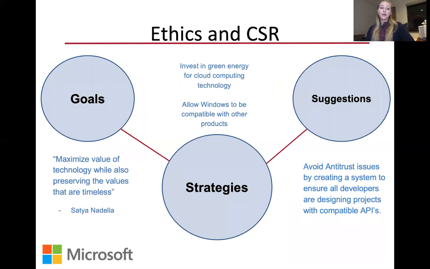And so in 2014, Satya Nadella came out with a goal to maximize the value of technology while also preserving the values that are timeless. So his corporate social responsibility strategy was to invest in green energy for cloud computing technology and to make sure Windows was compatible with other products, because they had a problem with antitrust issues back in 2002. So we would suggest to them to continue to avoid these antitrust issues by creating systems that are compatible with all different third-party producers.